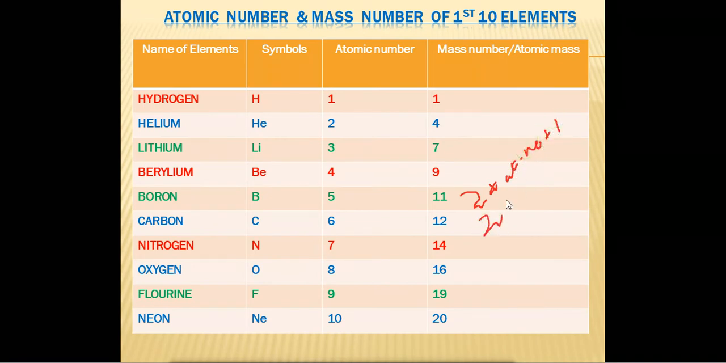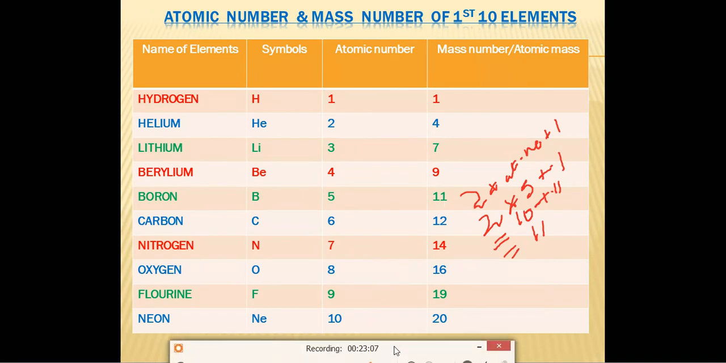2 into 5 plus 1. 2 5s are 10 plus 1. How much we will get? 11. So 11 will be the atomic mass of boron. Okay, atomic mass of boron is 11.